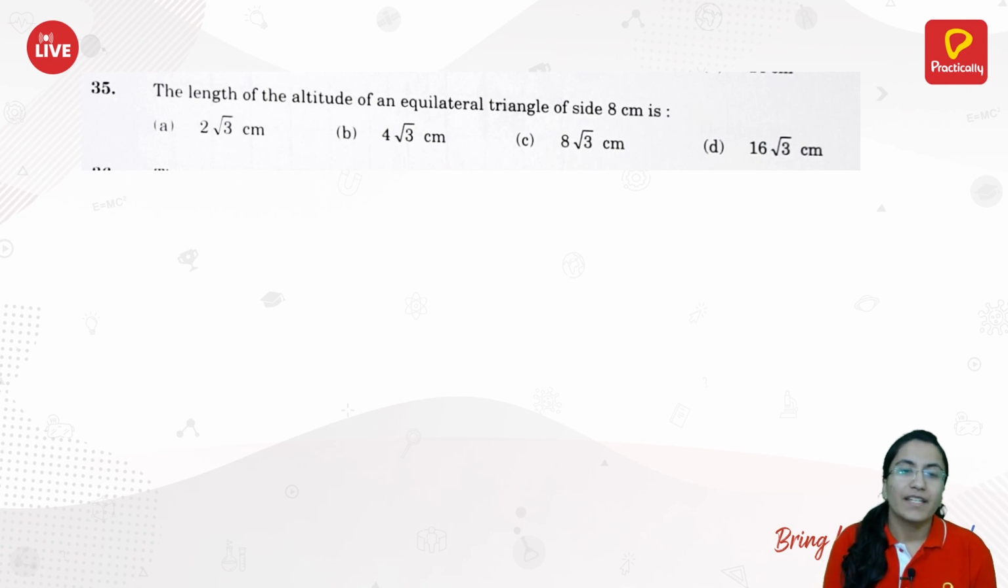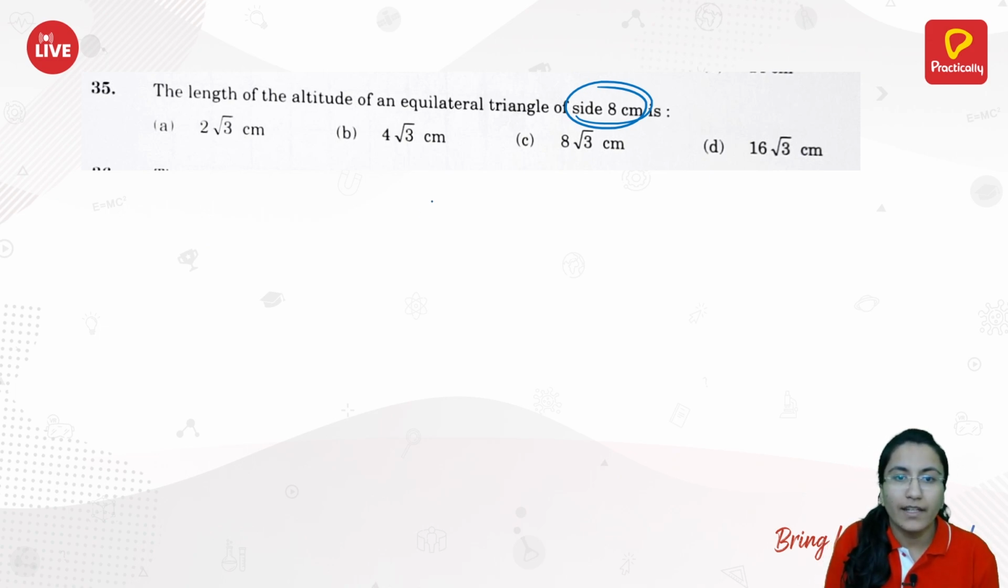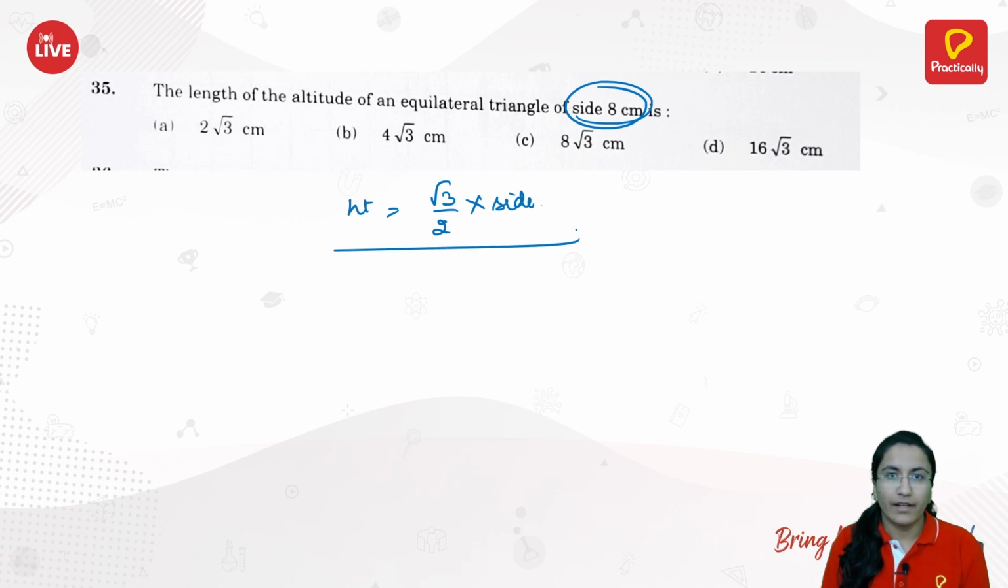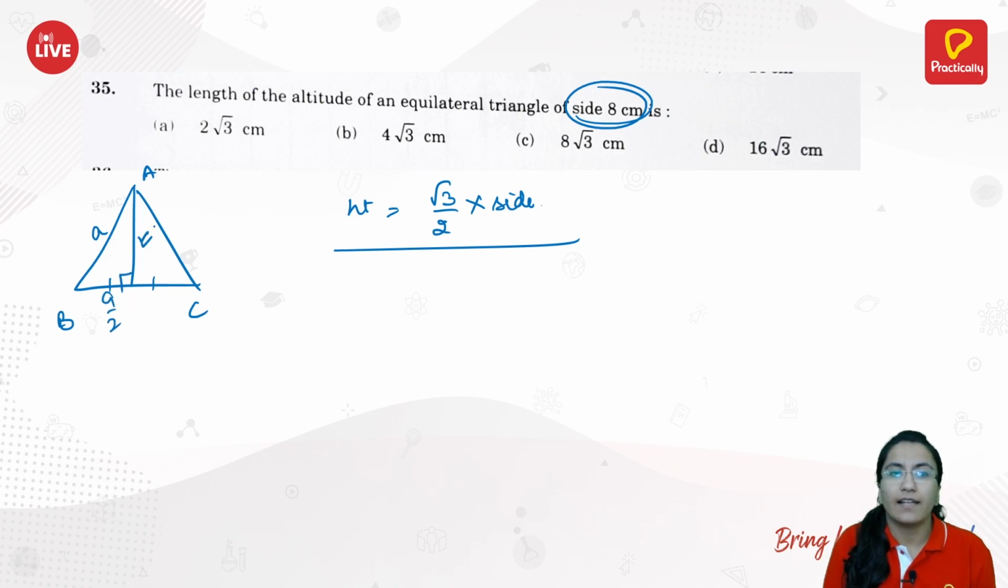Next question is, find the length of the altitude of an equilateral triangle with side 8 centimeter. There are many ways to solve this question. If you remember the formula, well and good. The formula is root 3 by 2 into side length, which gives you the height of the equilateral triangle. But if you can't remember this formula, and you have equilateral triangle ABC, then if you draw a perpendicular or median, you have this and this equal, this is side a, this is a by 2, this is 90 degrees, you can easily calculate this height.